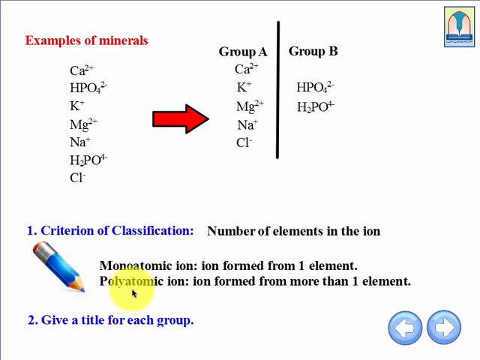By referring to the following definitions, monoatomic ion is the ion formed from one element, and polyatomic ion is the ion formed from more than one element. How can we give a title for each group? Because the monoatomic is formed from one element, Group A would have the title monoatomic ions, and Group B, polyatomic ions that are formed from more than one element.